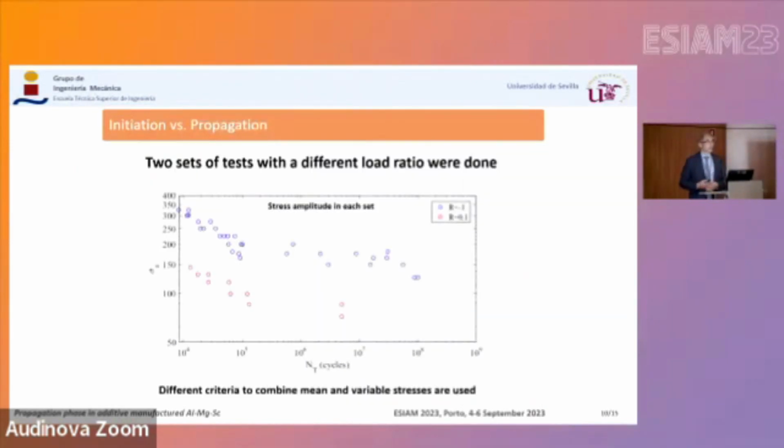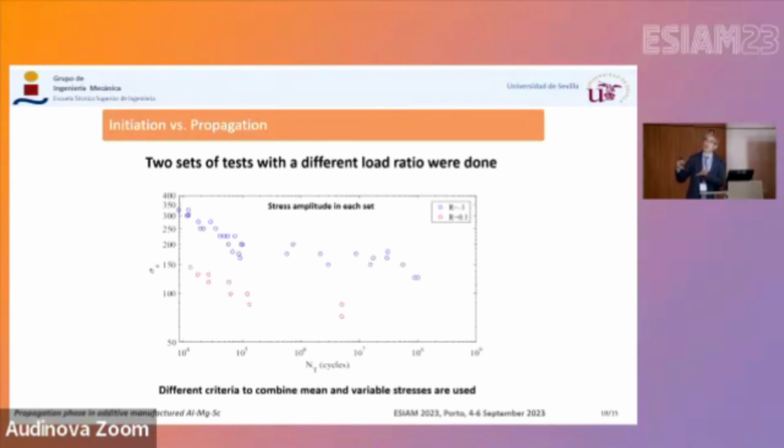We have to compare this. We have these two sets of tests. The blue ones with a load ratio of -1, and the red one with a load ratio of 0.1. In this graph, we have here the amplitude of the stresses. So, of course, these two sets of data, they do not match.